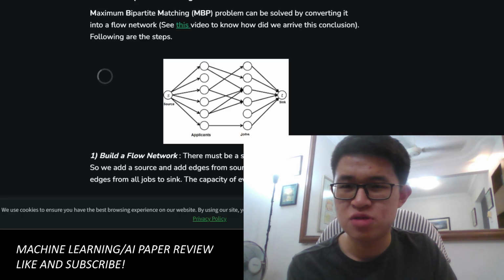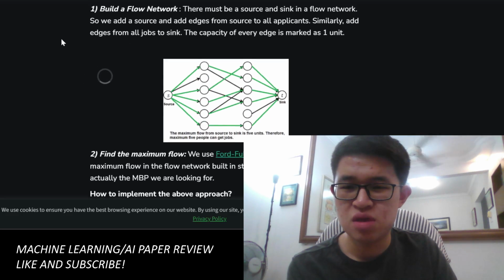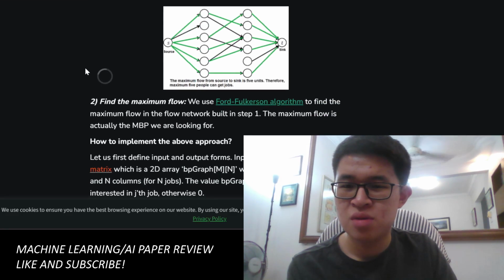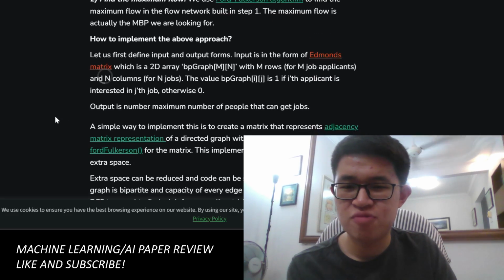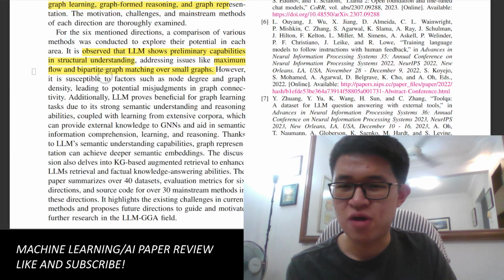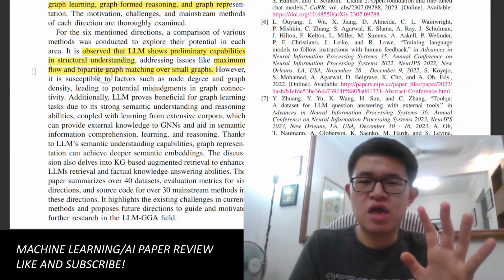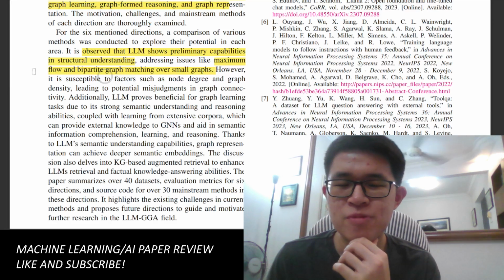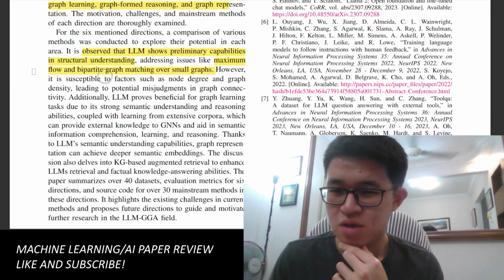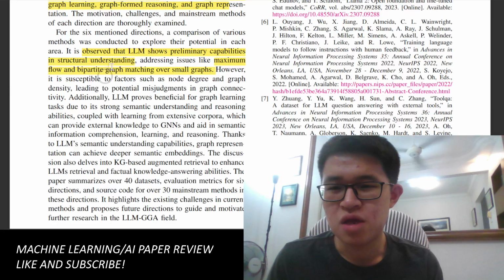Okay, by converting it to that, yeah. So, okay, build a flow network and then find the maximum flow. I mean, my understanding could be incorrect, but either way, yeah, I will have to check it out after this video. Okay, it can do graph matching, that's great.